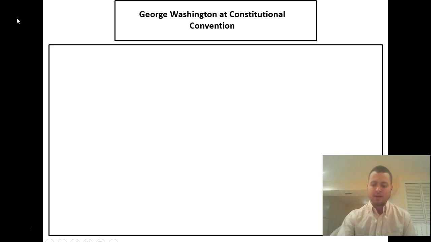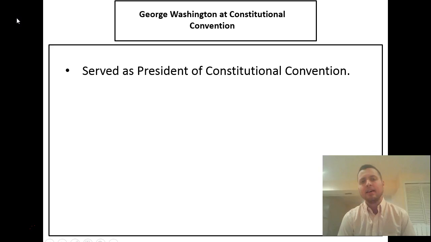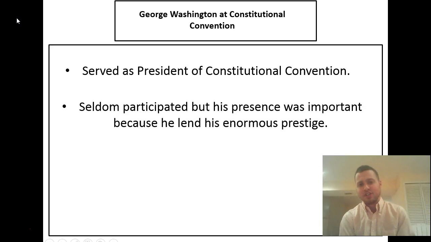You got that title? You ready? Here we go. First of all, please put: served as president of the Constitutional Convention. He gave the event credibility. Just by being there, it mattered. Just like he'll be the first president of the United States, he was the president of the Constitutional Convention. He didn't talk that much. Seldom, meaning not a lot, seldom participated. But his presence was important because he lent his enormous prestige.